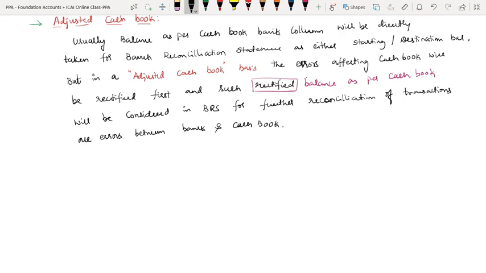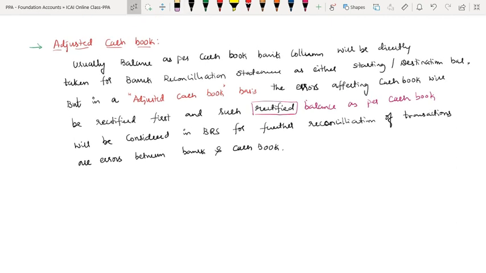So if adjusted cash book is not prepared, it means all the errors, all the transactions occurred in the difference, will come only in the BRS directly, plus or minus, we will do it. Suppose adjusted cash book is prepared, then what happens: all errors affecting the cash book will be rectified first in the cash book. So that rectified cash book balance will be taken for the BRS as balance as per cash book.